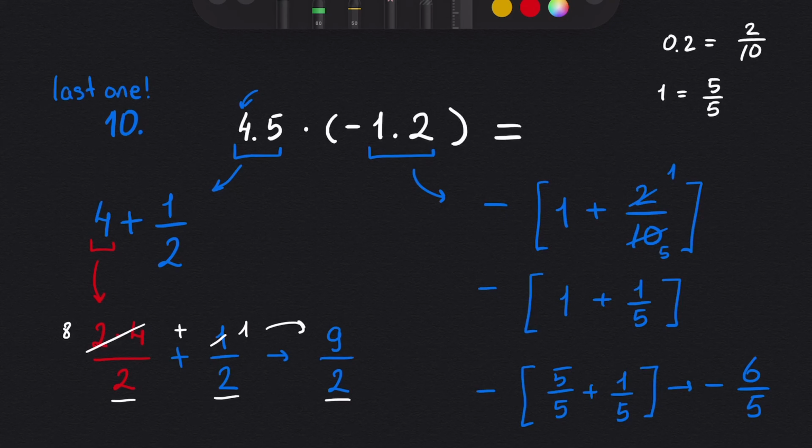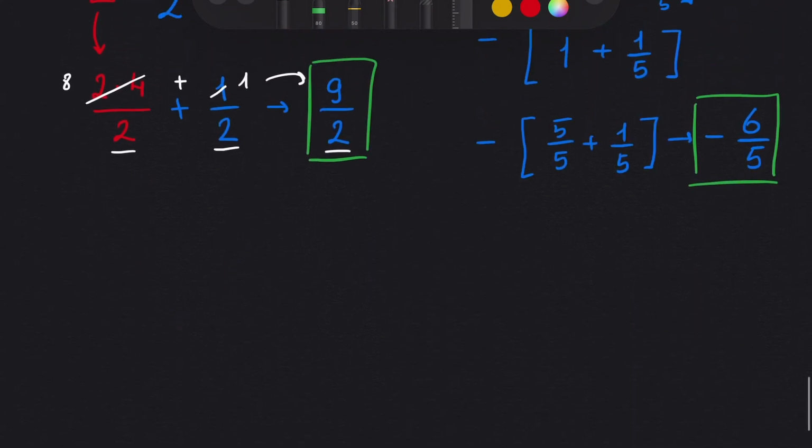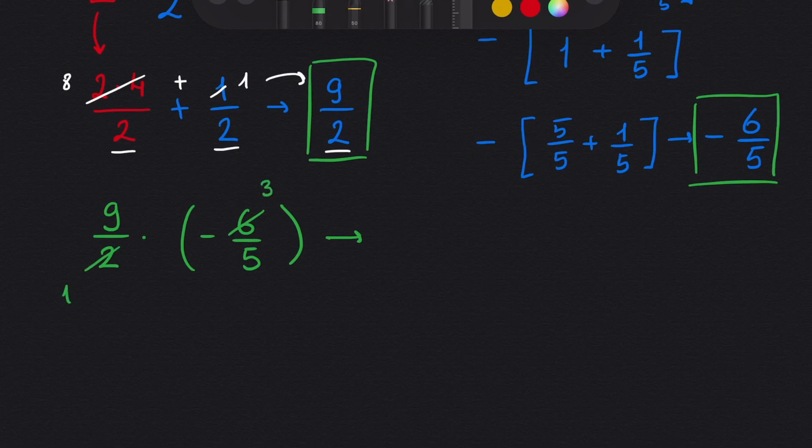Now, our last step is to multiply these two. Okay? So 9 over 2 is multiplied by negative 6 over 5. And when we multiply a positive number by a negative number, we're going to have a negative number. But first, let's simplify that. It's going to be 1, and here it's going to be 3. So 3 multiplied by 9 is 27, and we have 5 here. And that's our answer.